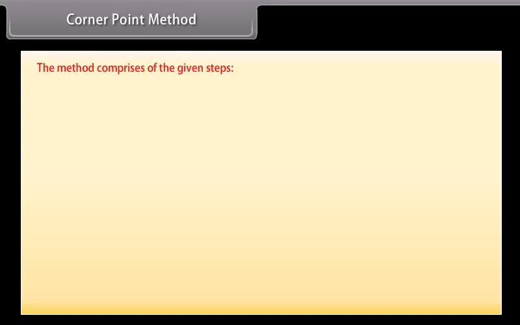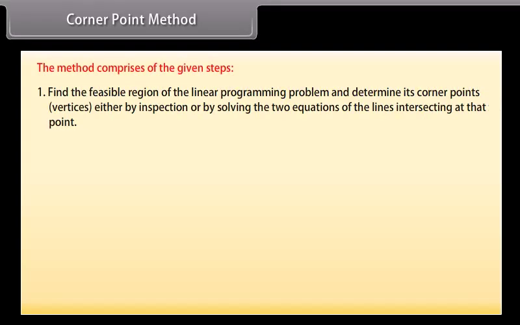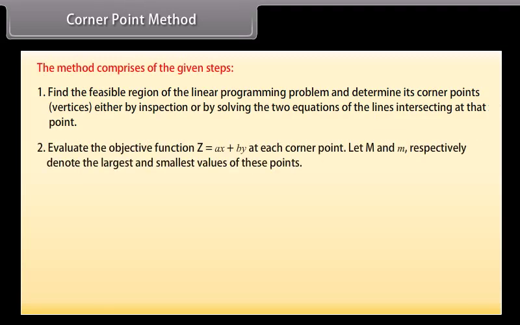Corner point method. The method comprises the given steps. 1. Find the feasible region of the linear programming problem and determine its corner points (vertices) either by inspection or by solving the two equations of the lines intersecting at that point. 2. Evaluate the objective function z = ax + by at each corner point. Let M and m respectively denote the largest and smallest values of these points.